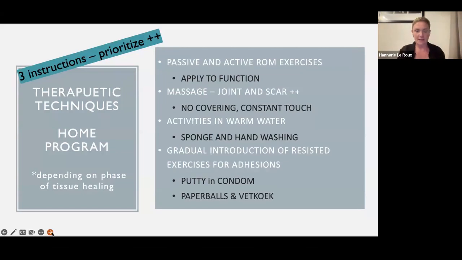Again, phases of healing. So you have passive and active range of motion exercises, but apply that to function. There's no use in giving them all the stretches of all the things, but they don't know why. What is it linked to? What is the problem? So I always tell my patients, we want this, and we want this, and we are here. Okay, so what are we going to work on first? And then you give them that thing to work on.